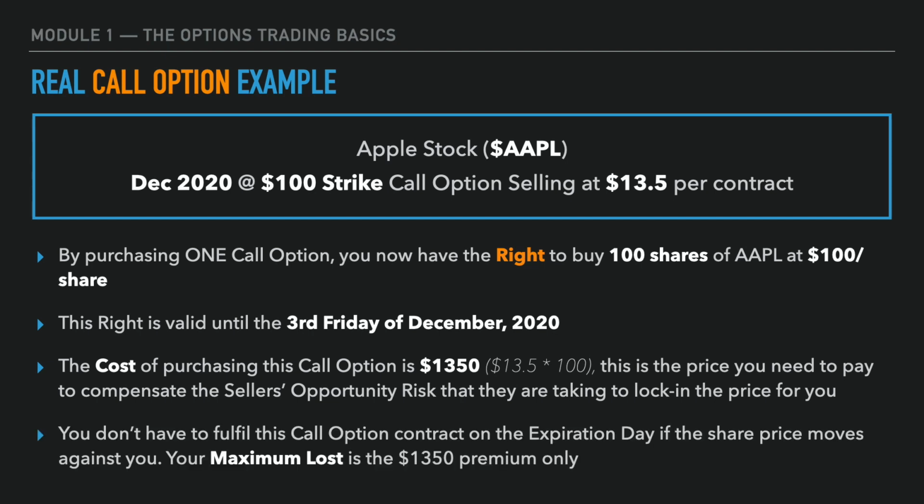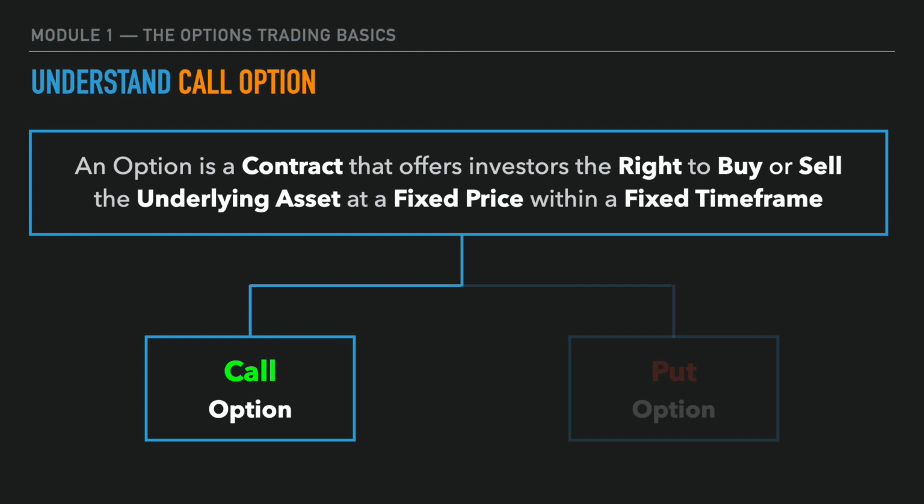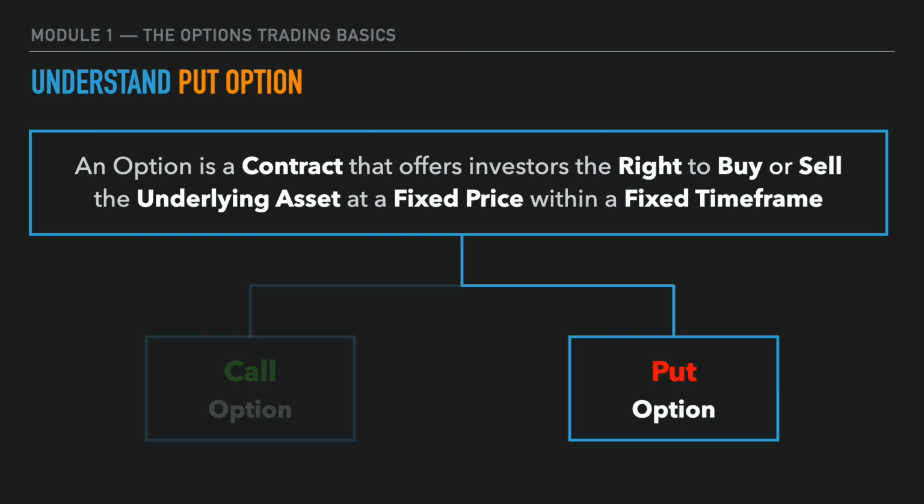You don't have to exercise the call option on expiration date if the share price moves against you. But you will lose all your premium payments, which is the $1,350, and that will be your maximum loss on this trade. Alright, so that was the real life example to help you guys understand how the call options work. Now let's come back to the same example and take a look at how a put option works.